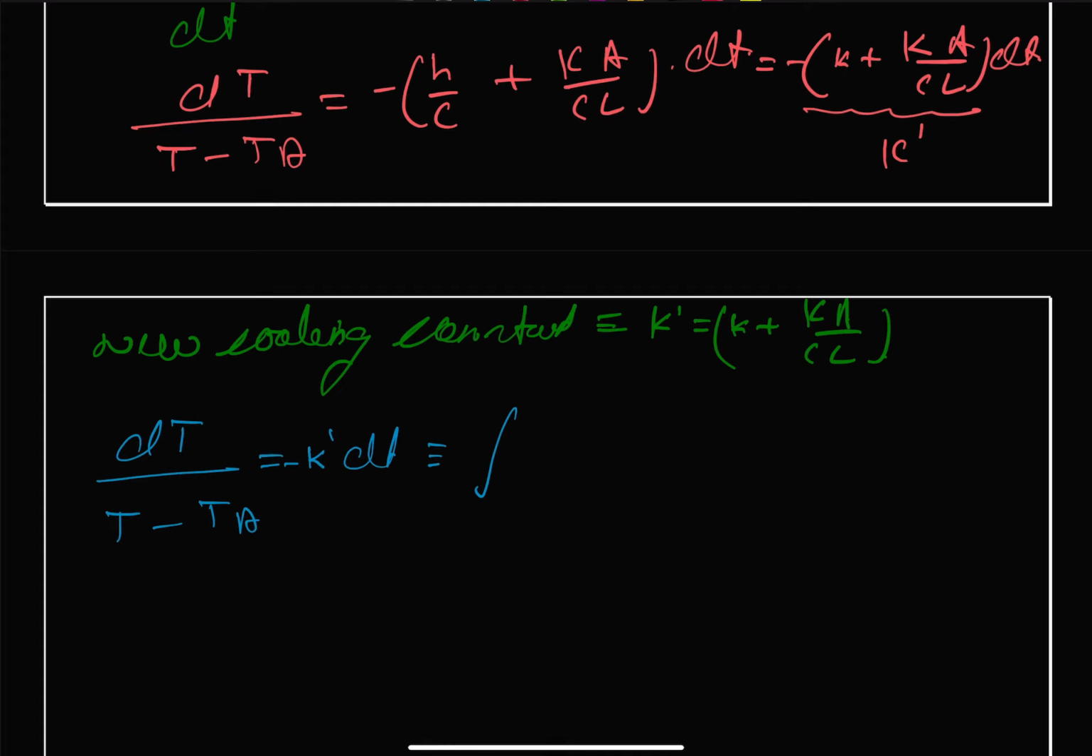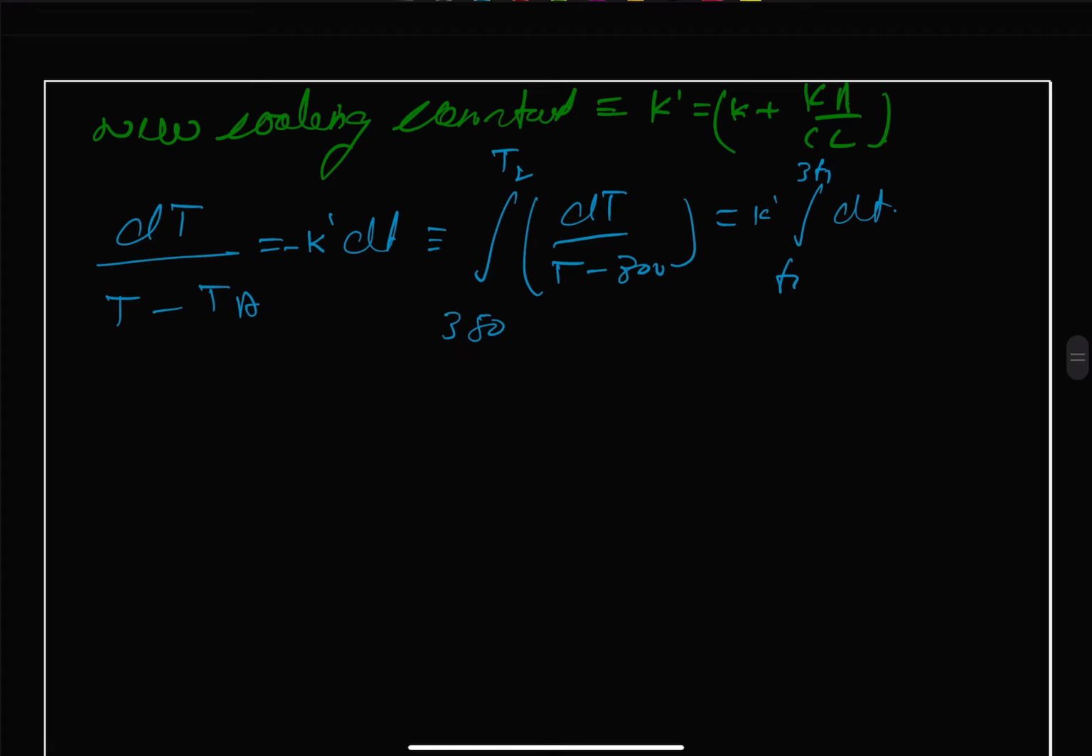It goes from our 350 up till, let us suppose, temperature is about T2, and this comes as dT upon T minus 300 is equal to, this is our K prime, from T1 to 3T1 times dt. Its derivation is quite easy. It will be coming as natural log of T minus 300, substituting a lower and upper limit. I'm just going to put the result.